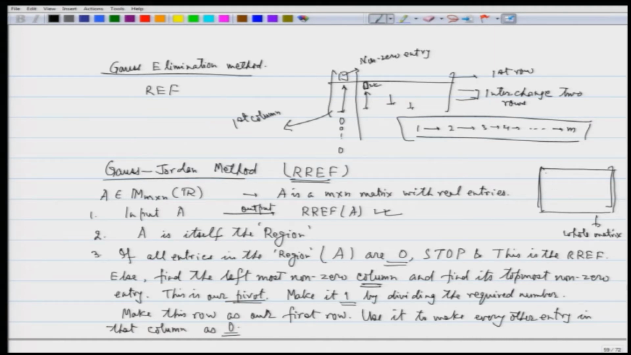Alright, so what have we done? Look at this part: maybe the first column consists of all zeros. So the first column is all 0, and you do not worry about it. It turns out that suppose in the second column I have a non-zero entry here, and all these entries are 0. So what do we do?